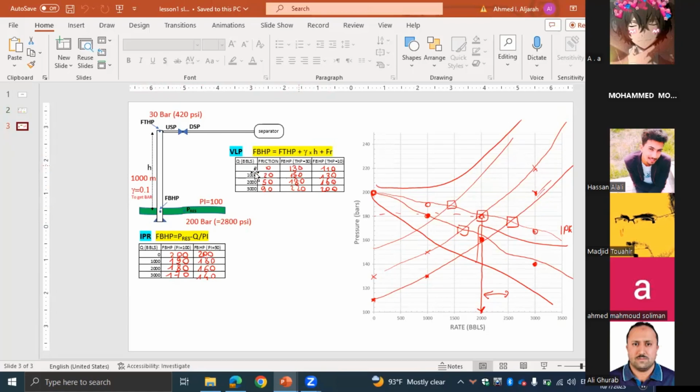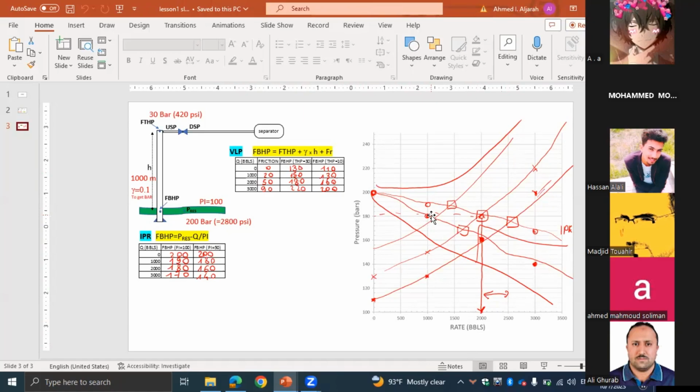So for every rate that we have, we have to calculate this, then plot it on the graph, rate against pressure. The pressure here is the first node. If we have zero rate, the bottom hole flowing pressure is equal to the reservoir pressure. Here's the first point, it's the reservoir pressure.